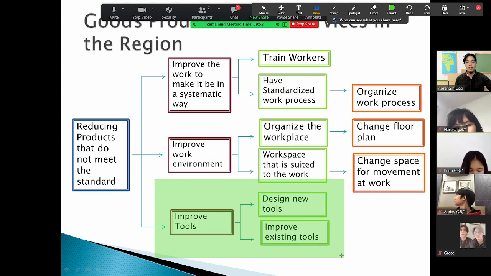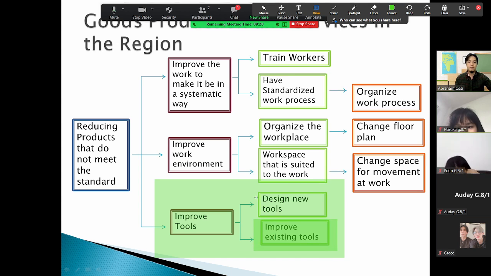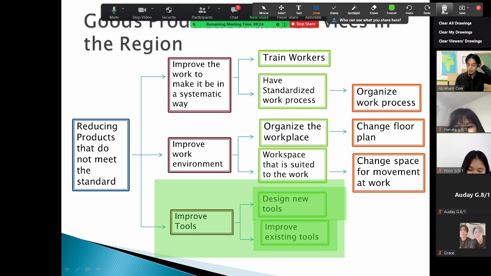And the last one is to improve tools. Find ways or find new designs that will be more effective to your work. Also improve the existing tools, the tools that are already effective for you. Find something to improve them. So these are the steps on improving the products.